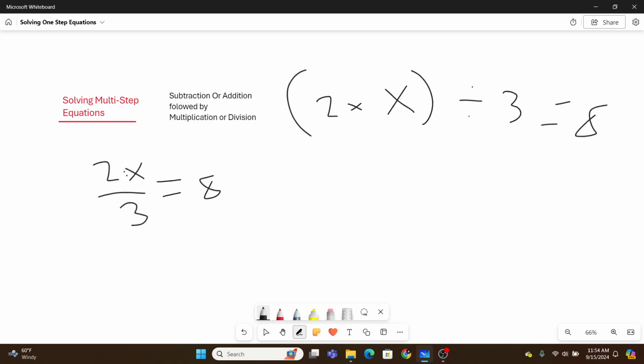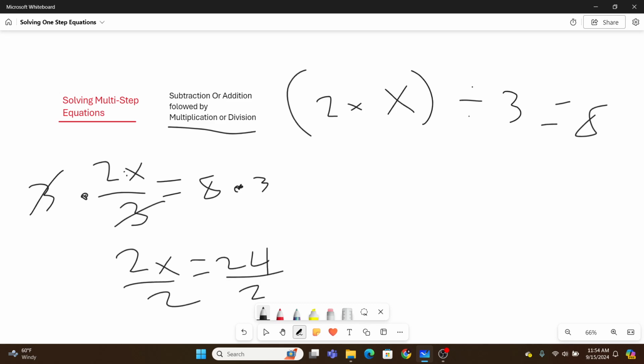Now, how we can approach this problem is by, there's no subtraction or addition, so we go straight to the second one, multiplication and division. So you can choose either one, but I recommend starting with division because it makes the problem more intuitive and easier. So what we can do is we can multiply by 3 on both sides because we have division right here. So we can multiply by 3. And once we multiply by 3, these 3s cancel out and we just have 2x is equal to 24. And now this is a simple one-step equation, divide by 2, and x is equal to 12.